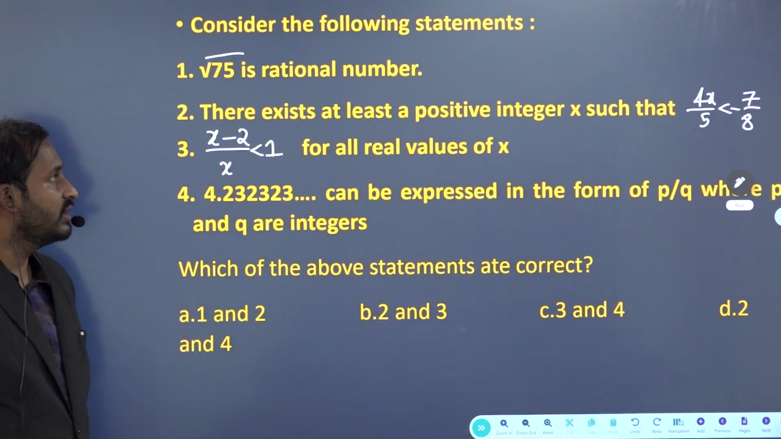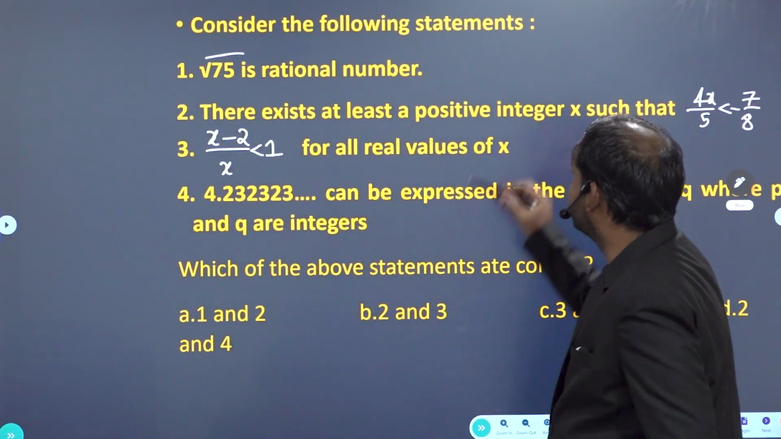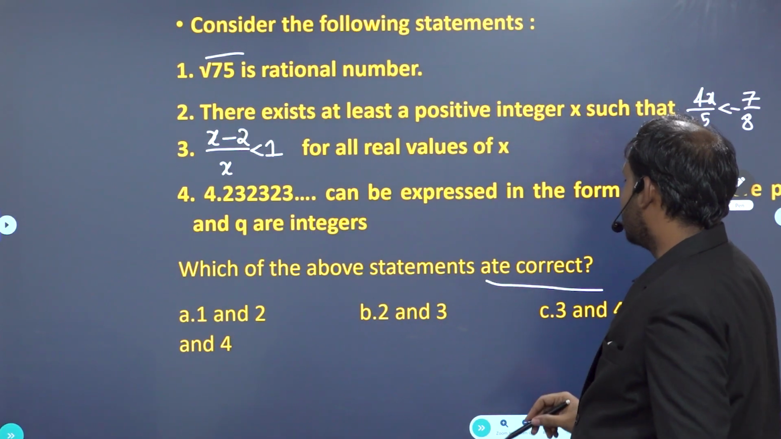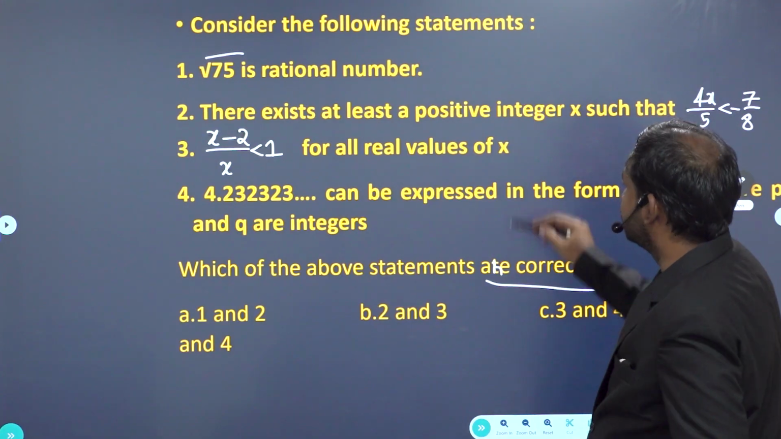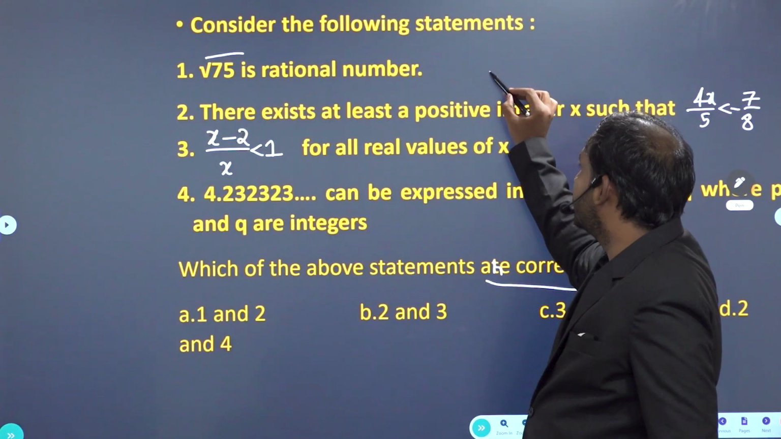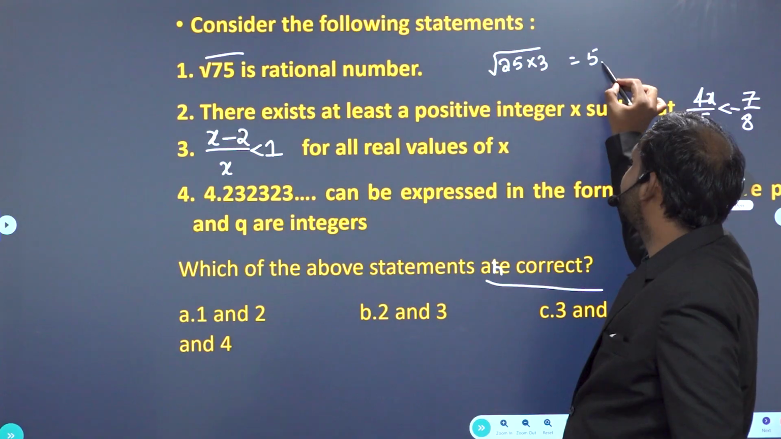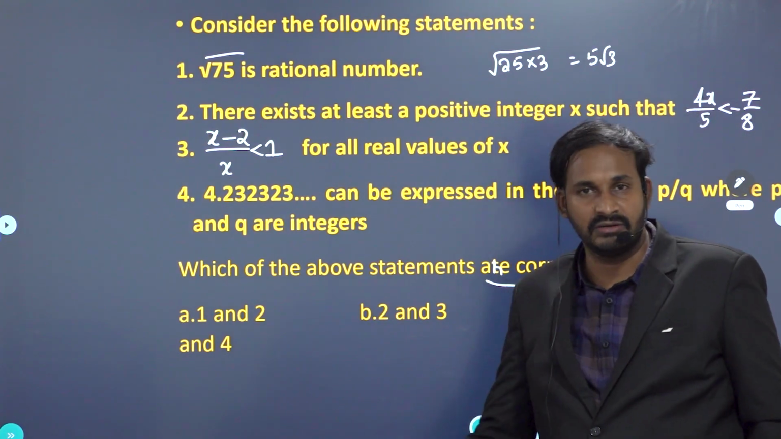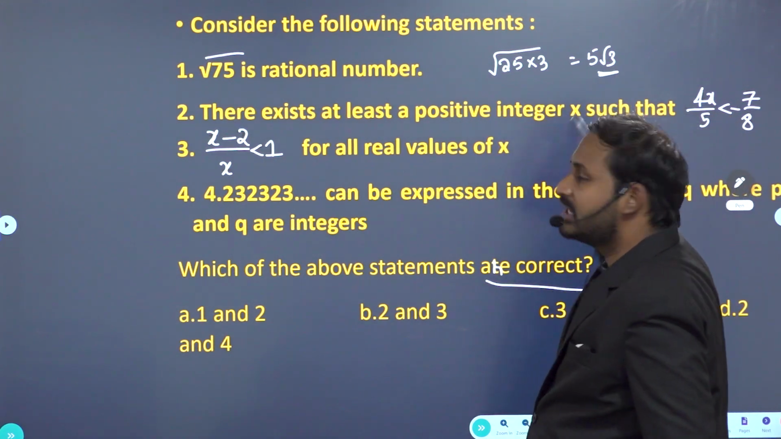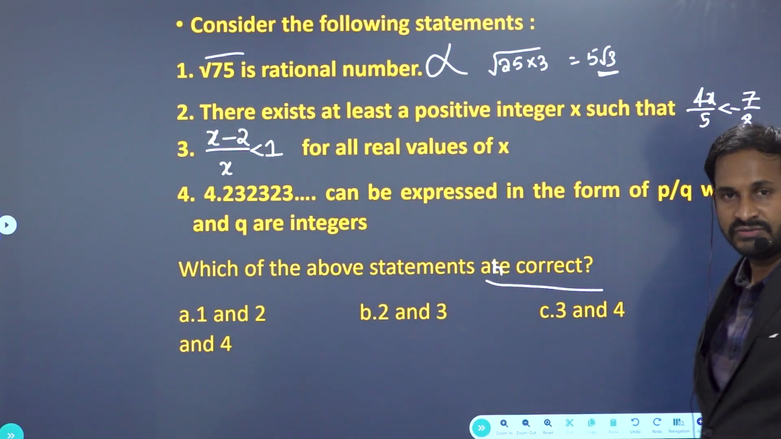Now, root 75 is a rational number. Is root 75 a rational number? How can I write root 75? Which one of the above statements is correct? That is the question. Root 75 is a rational number. What can I actually write root 75 as? Root of 25 into 3, which in turn becomes 5 root 3. Is 5 root 3 a rational number? No. 5 root 3 is an irrational number. Why? Because root 3 is an irrational number. So that means the first one is wrong.